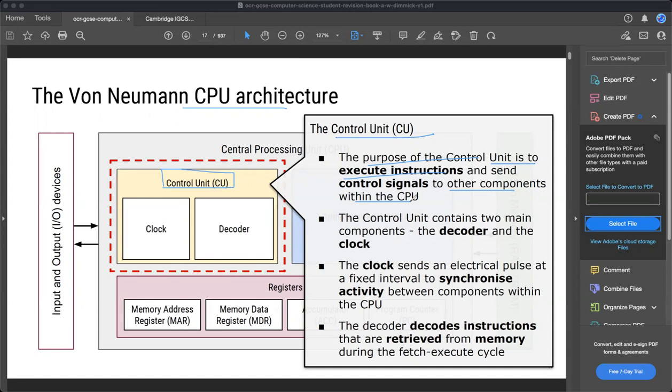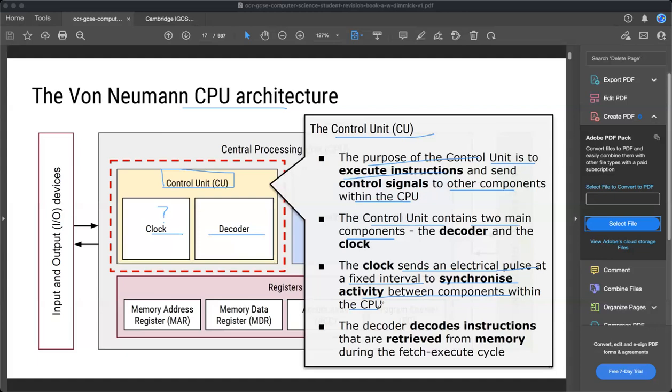So the control unit is a main part of our CPU, which always controls the flow of data within the CPU, as well as it controls the other components like hardware or software, right? The control unit contains two main components. So we have discussed it, clock and decoder. So what is the function of the clock? The clock sends an electrical pulse at a fixed interval to synchronize activity between components within the CPU.